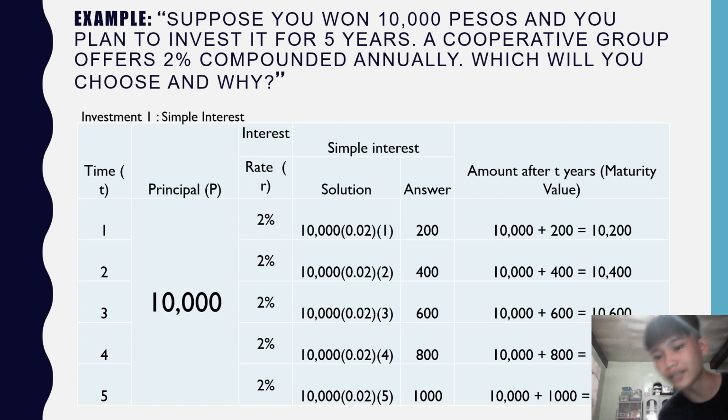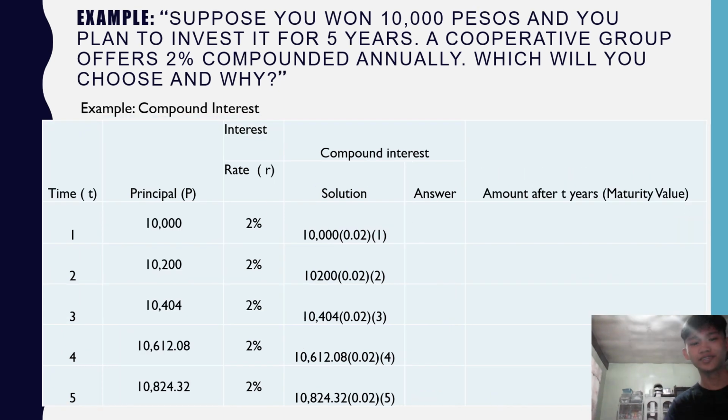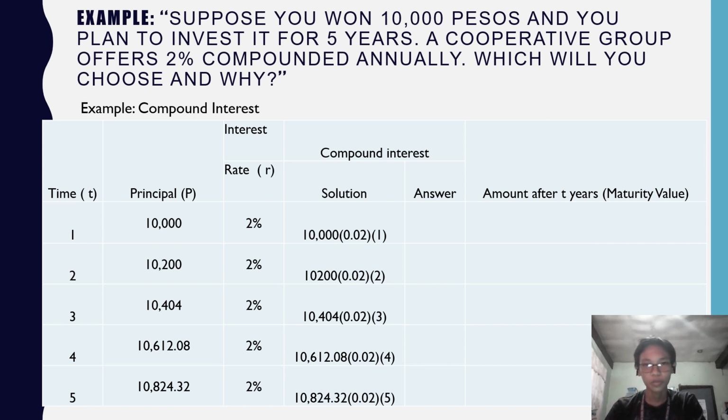So that's it for the example. My friend here, Brian, is going to explain the example for the compound interest. It's the same one but a different scenario. Suppose you want 10,000 pesos and you plan to invest it for 5 years. A cooperative group offers 2% compounded annually. Which will you choose and why?